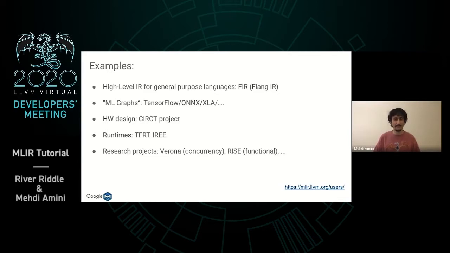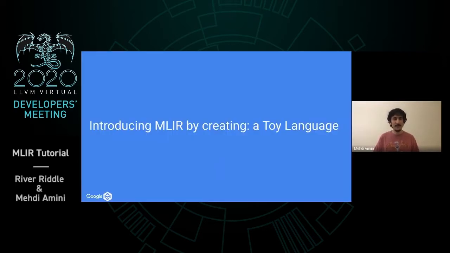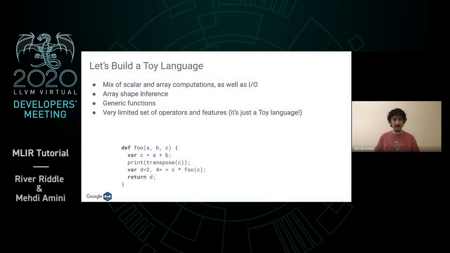All right, let's look a bit more at our example today that we will use to illustrate MLIR concepts. The high-level language that we will use is a mix of scalar and array computation, as well as I/O, limited to printing, actually. The basic is to do operations on multidimensional arrays, but also to have generic functions and perform shape inference. We will limit ourselves to a very limited set of operators for the sake of simplicity.